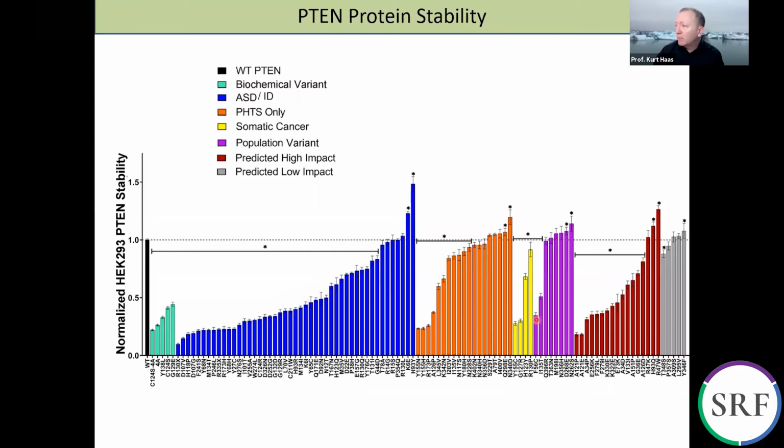Interestingly, if we look at these purple ones over here, these are the population variants. Many of them are wild type, but some are a little bit hyperstabilized and a couple are destabilized, showing that even in what's considered the normal population for these databases, there is variance in protein function.